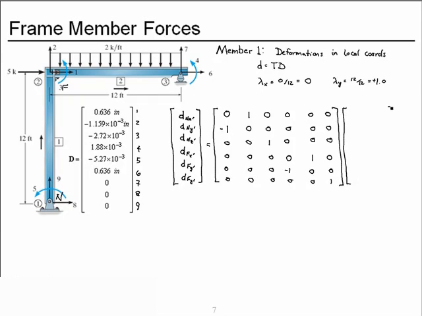Now our deformations in global coordinates. Near node x is degree of freedom 8, and we'll have 9 and 5, then 1, 2, and 3.